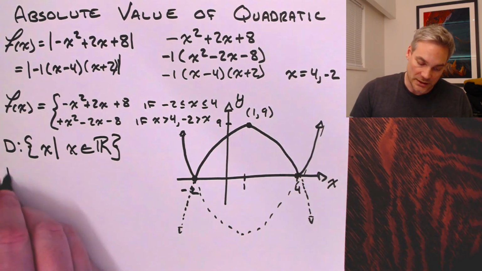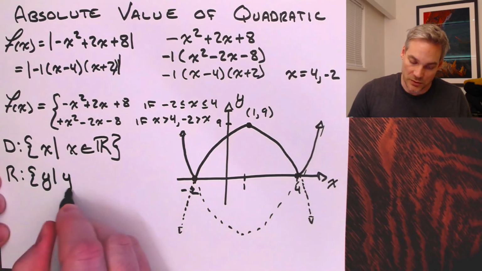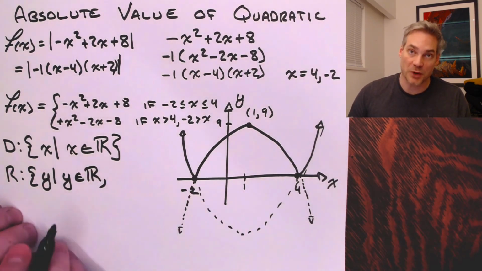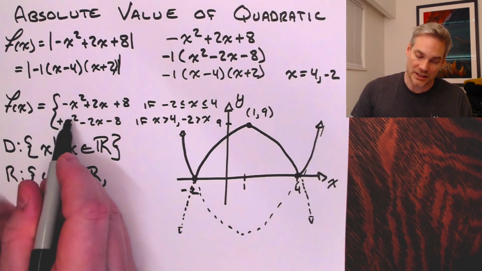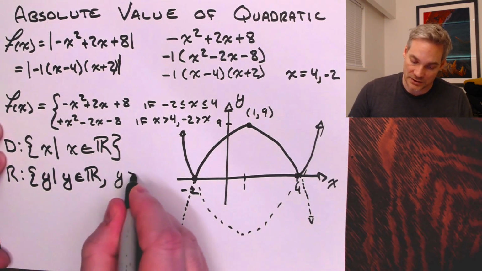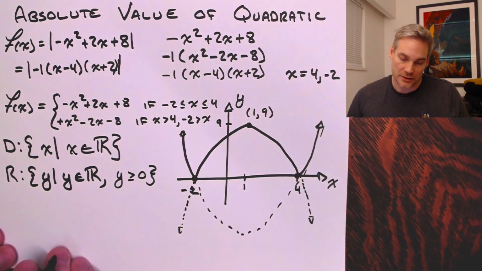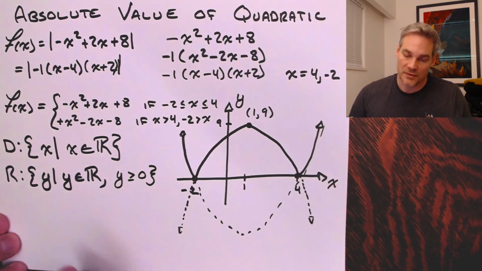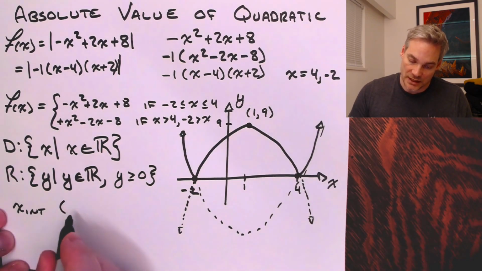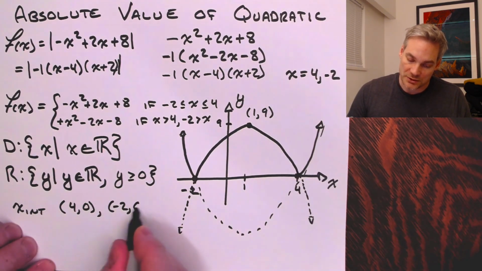Now, the range is y such that y is an element of the real numbers, but y also has to be positive, right? We can't have a negative output with an absolute value. So y has to be bigger than or equal to 0. And that's how we get all the important parts here. We have our x-intercepts, and that is going to be at 4 comma 0 and negative 2 comma 0.